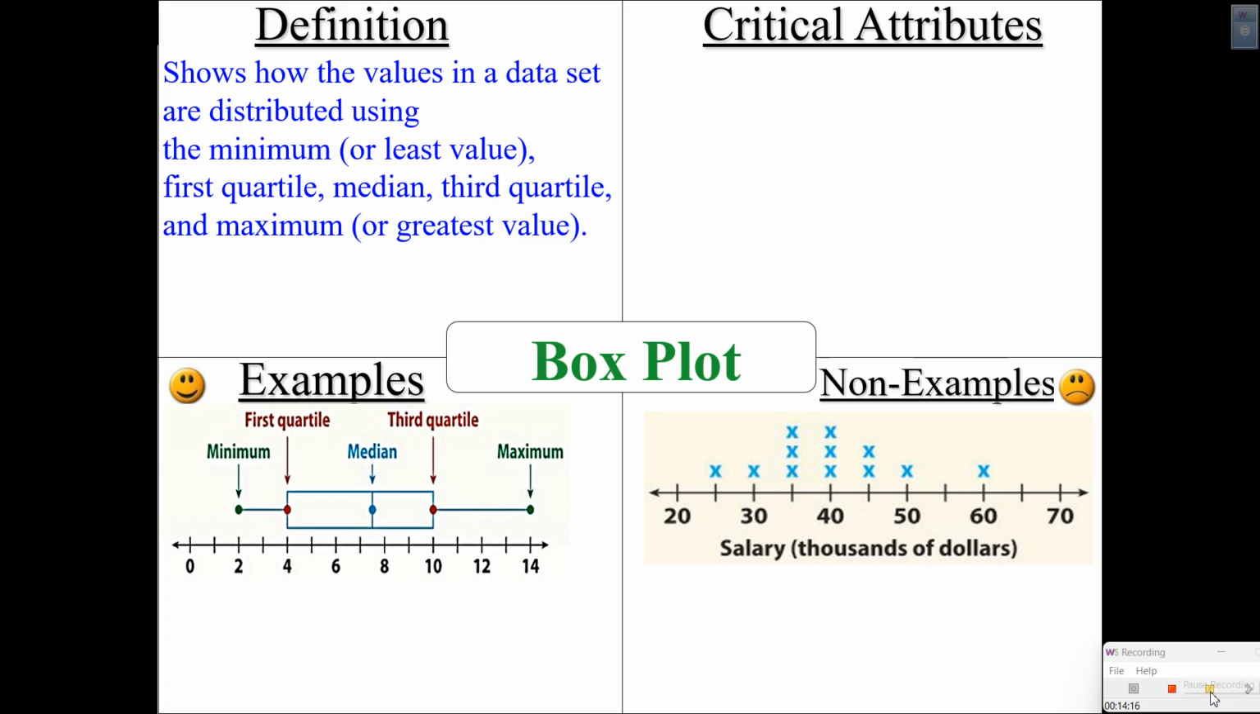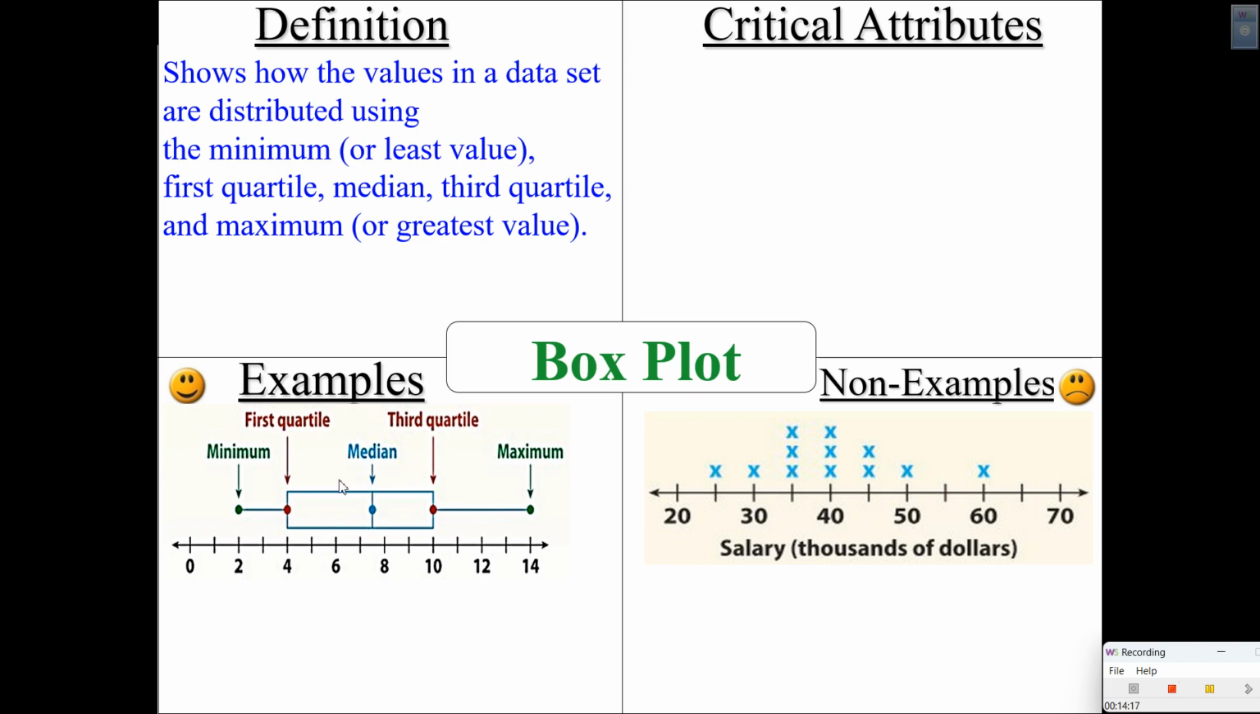So, all right, let me pause the music. Here we go. A box plot shows the values of a data set that is distributed using what? A minimum, first quartile, median, third quartile, and a maximum. Here they are. Now, what else do you see here? A number line. You guys see the number line? Yes, one number line.